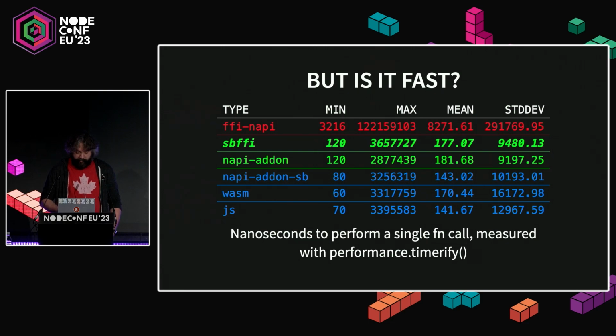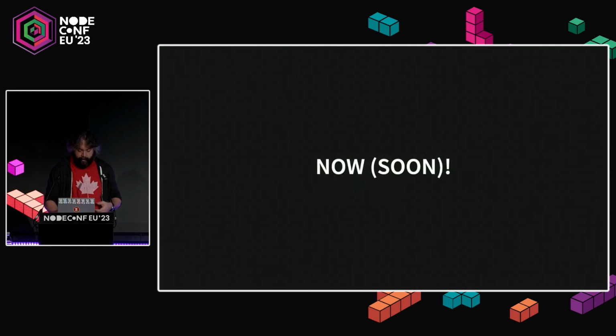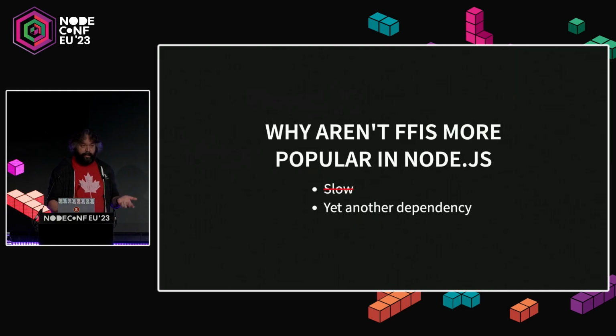One of the most interesting things to me is that SBFFI performed basically the same as writing an NAPI add-on, which to me is fantastic. That's a win. So again, take benchmarks with a grain of salt, but it seems okay, right? So maybe we've solved the first problem here. Maybe it's not slow anymore, or at least for certain use cases, for certain workloads. Okay, but the second problem is still there, yet another dependency.